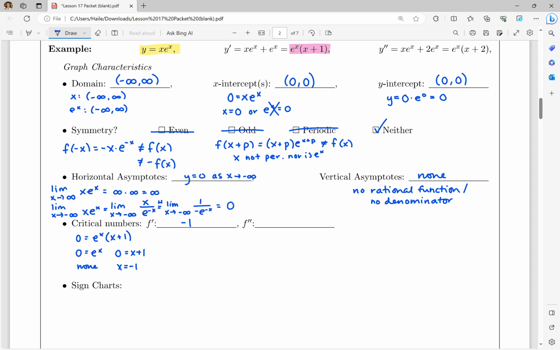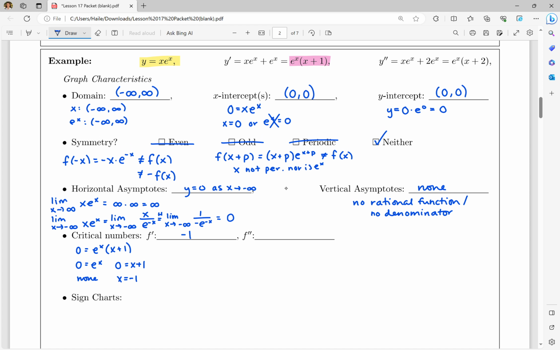And for f double prime, we have e to the x times x plus 2. So let me highlight that real quick. All right, so our critical numbers there, we have 0 is equal to e to the x times x plus 2. So we have 0 is equal to e to the x. Again, no critical numbers from that, but we also have 0 is equal to x plus 2. So x is equal to -2. So our only critical number for f double prime is -2.